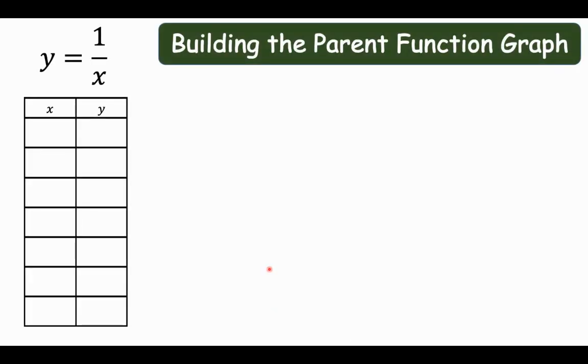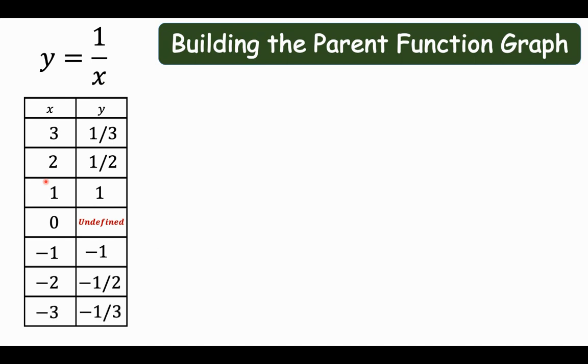Now, let's go ahead and build the parent function graph so we can see how this thing came about. Normally what we do is we start plugging in values for x. So just start at x equals 0, then you go up 1, 2, 3, then you go down -1, -2, -3, and then just plug those values in. So you get your inputs and then get your outputs. So if you plug in a 3, you get 1/3, because 3 goes in for x. You plug in a 2, you get 1/2. 1 is a 1. 1 divided by 0 is undefined. 1 divided by -1 is -1. Then 1 divided by -2, 1 divided by -3.